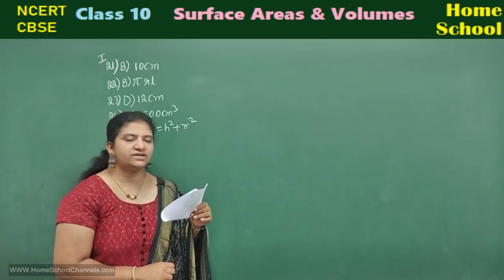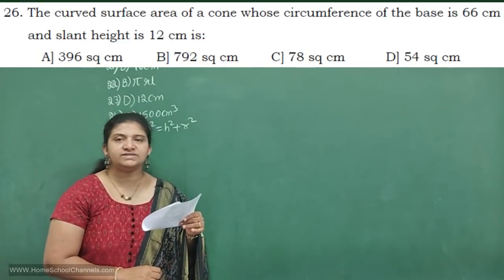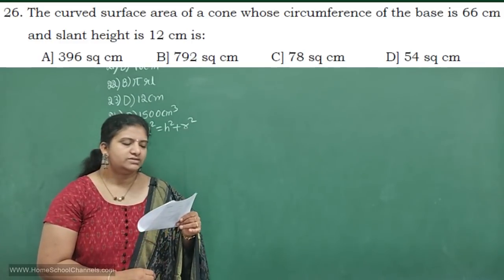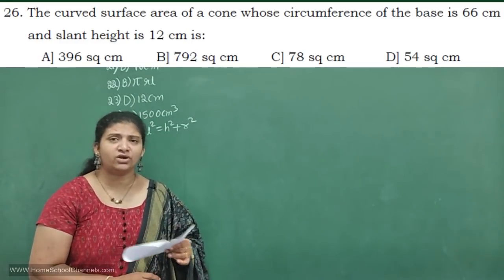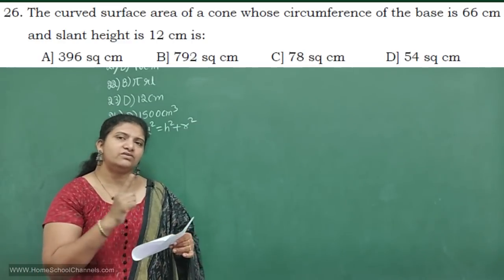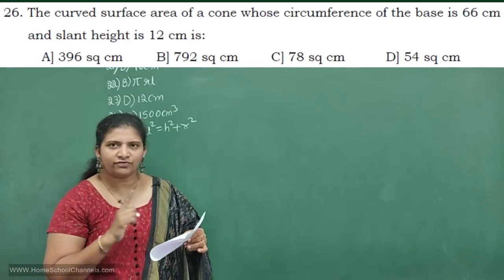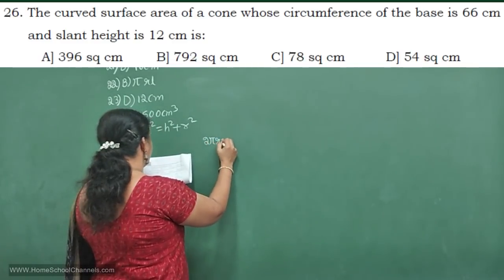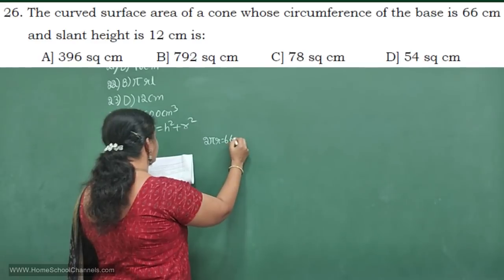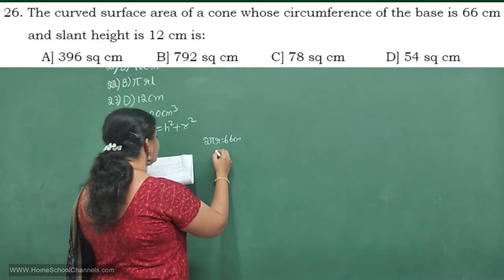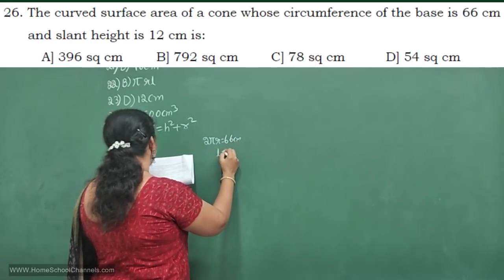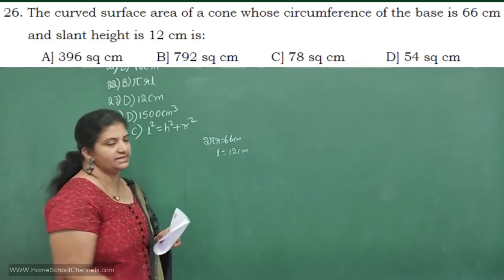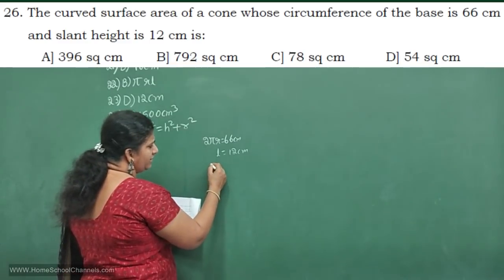26th one. The curved surface area of a cone whose circumference of a base is 66 centimeter. Circumference of base means circumference of a circle. That is 2 pi r is equal to 66 centimeter, and its slant height L is equal to 12 centimeters. Find the CSA. What is the CSA formula here?